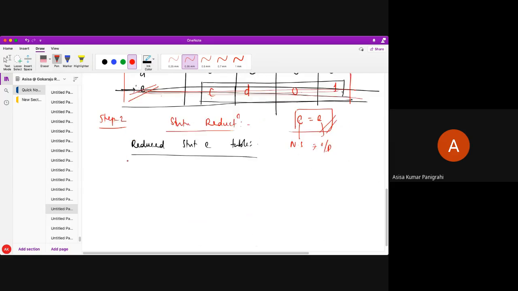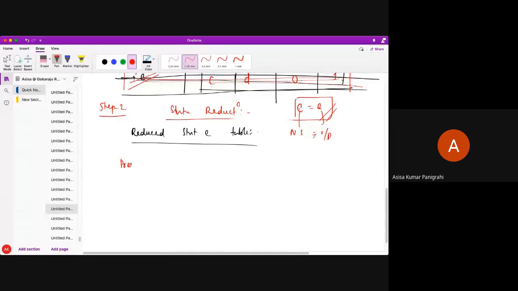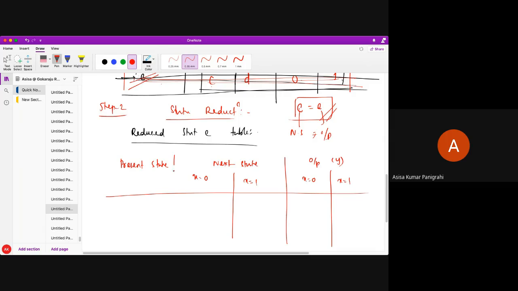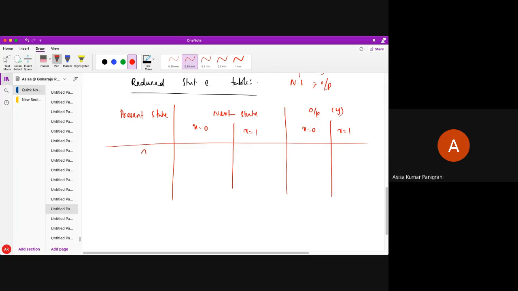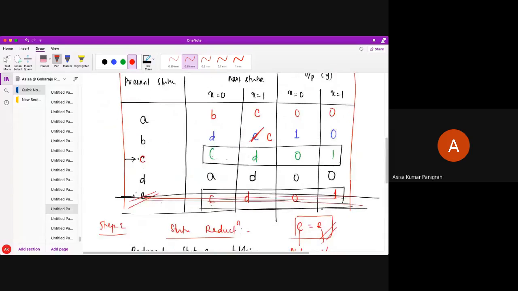So how does my reduced state table look? My reduced state table looks like this: present state, next state, and output Y. The present state has next state for x equal 0 and x equal 1. Similarly for output, x equal 0 and x equal 1. Let's say my present states are A, B, C and D. Four states only. E gets removed.